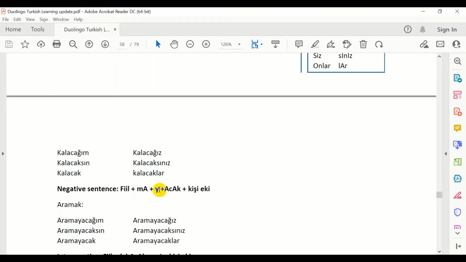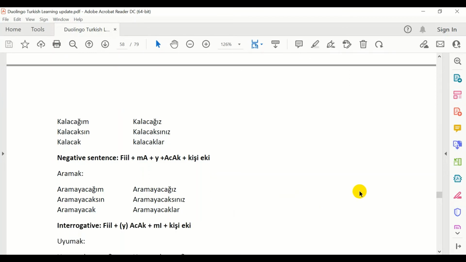And why here have I used this y? Because you know that here this tense suffix also starts with a vowel letter, and this negative suffix also ends with a vowel letter. So here two vowel letters come together. In order to separate that, I have used this buffer letter. Aramayacağım, or ben aramayacağım, it means I will not call.